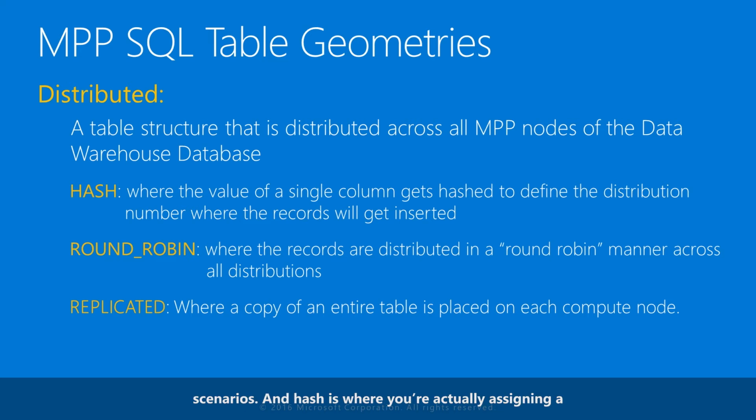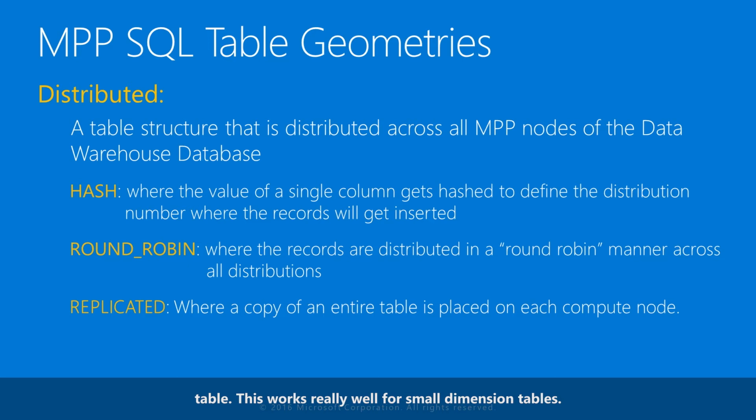And hash is where you're actually assigning a column that is the basis on which the data is being distributed. That basically means you're thinking about partitioning a little bit. You're thinking about what column should I use as the basis for my hash, so you get that even distribution of data. A feature that's been introduced recently, really, is the replicated table, where you've got a copy of the entire table.